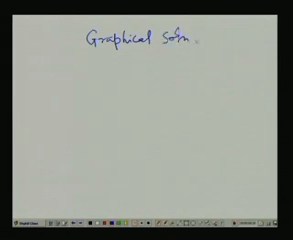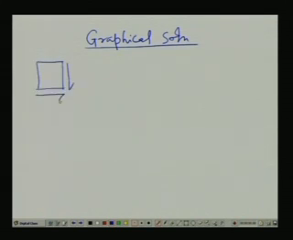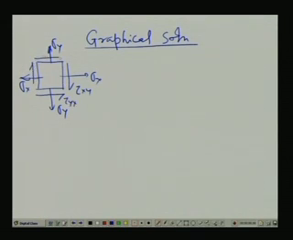Now, in this graphical solution, if we look at this as an element, as we have seen earlier, this is sigma x, this is sigma y, sigma x, then tau xy, tau yx, in the same manner we get. Here you plot a sigma axis and tau axis.